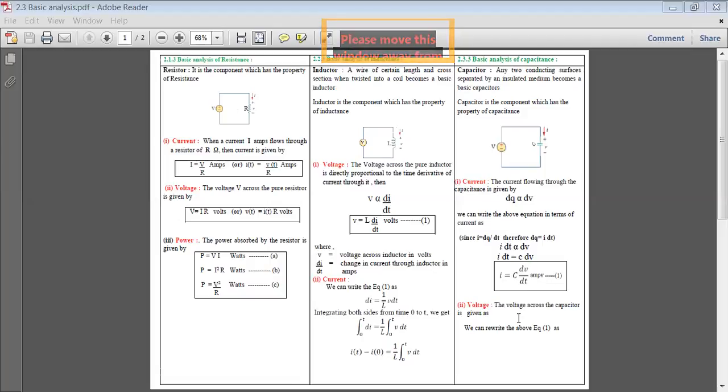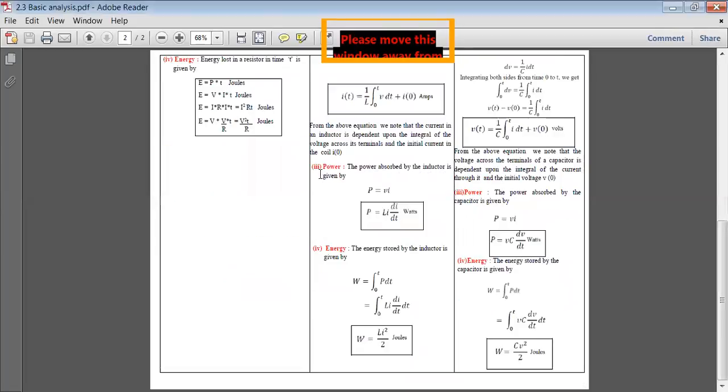Come to the next one, the voltage across the capacitor. We can write the above equation as dV is equal to 1 by C I dt.